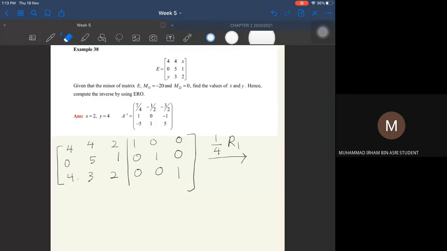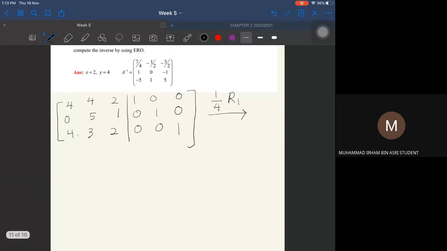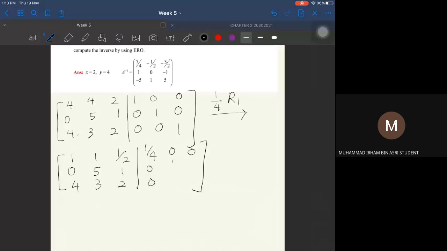Okay. So kalau you buat 1/4 R1, so you akan dapat this matrix. 1, 1, 1/2, 1/4, 0, 0. So yang lain tak berubah kan? Okay. So the next one kita nak buat apa?